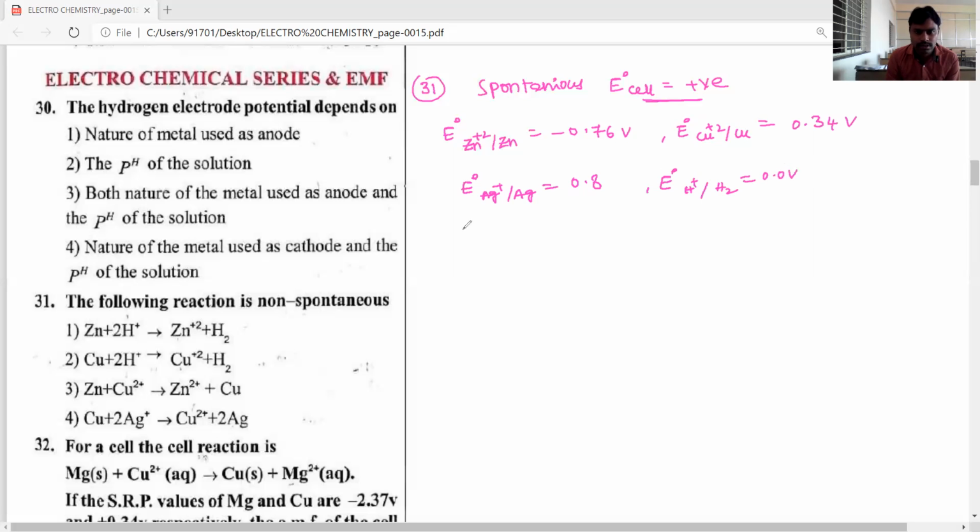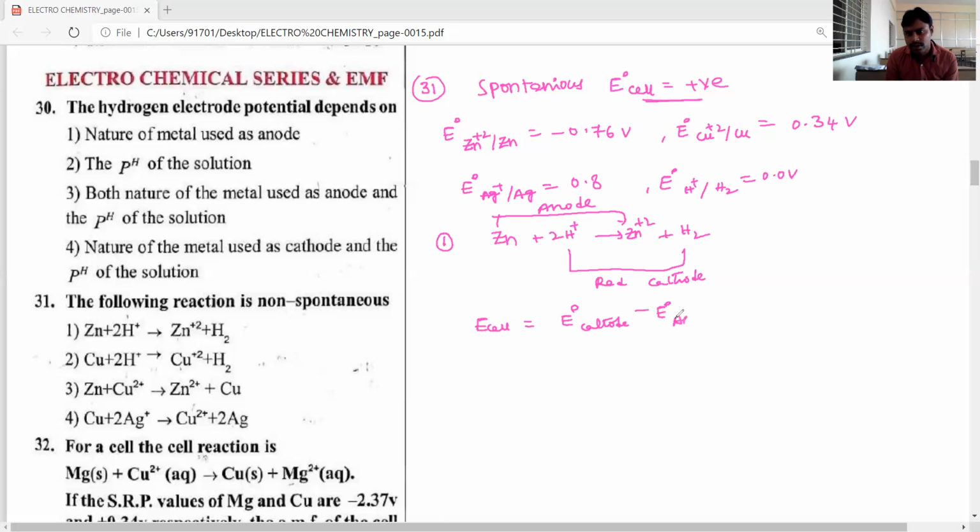Now we have to find out the first one: Zn plus 2H+ is converted into Zn2+ plus H2. Reduction means cathode, and the other is anode. Zinc acts as an anode because oxidation takes place. Then E cell is equal to E0 of cathode minus E0 of anode. Then it is 0 minus (-0.76), which is plus 0.76 volts. So the reaction is spontaneous. If E cell is positive, then the reaction is spontaneous.